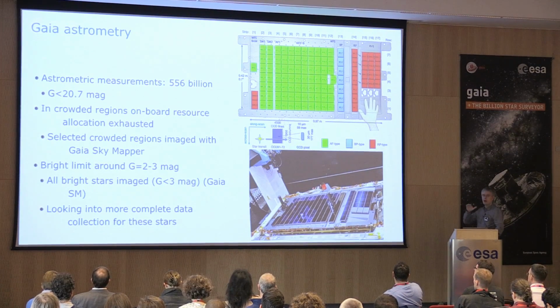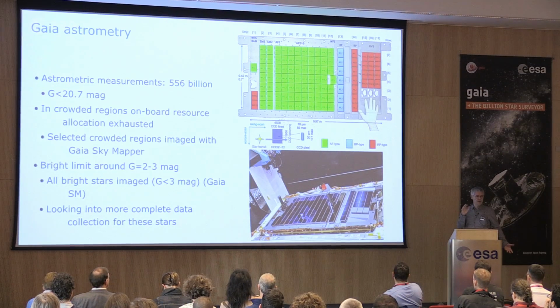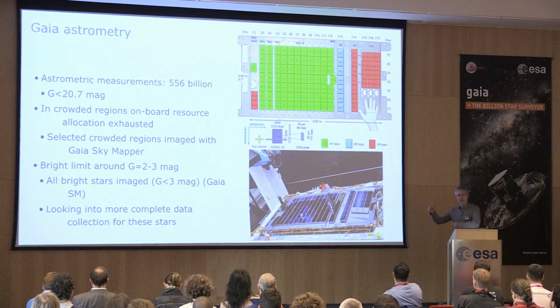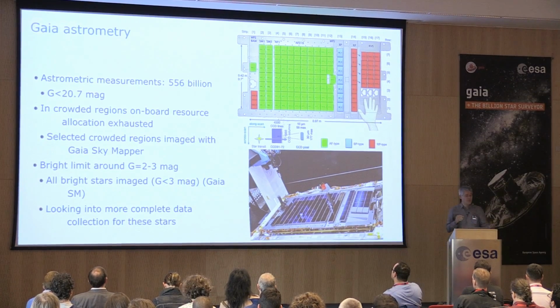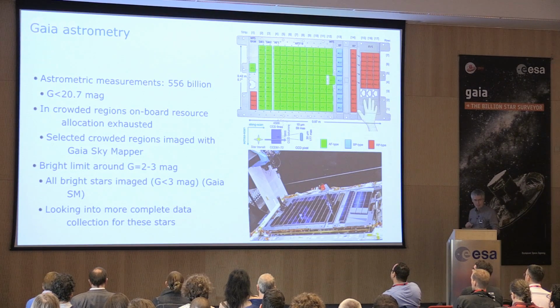At 20.7, our detection probability is of the order of 80%. So if we on average see every star 70 times, we should get 80% of those 70 observations on average at 20.7. So those are the numbers to keep in mind.